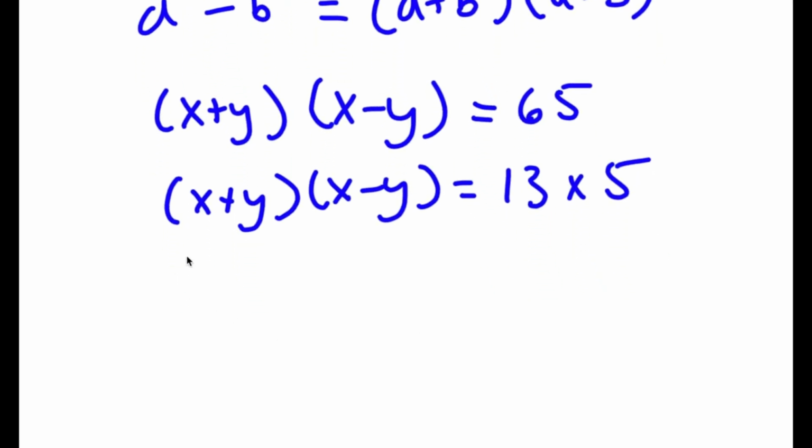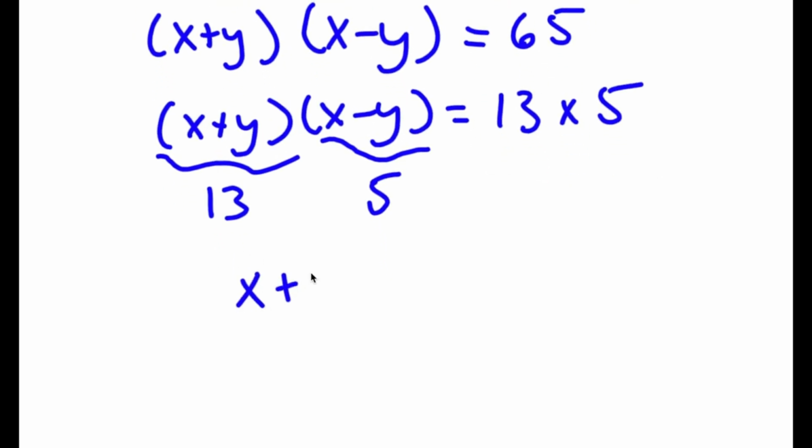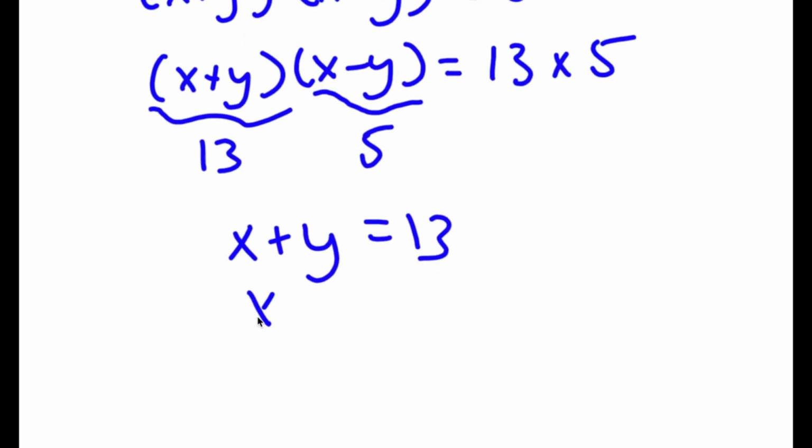So now, because we have x plus y times x minus y is equal to 13 times 5, we can think of x plus y as 13 and x minus y as 5. So this is essentially 13 times 5 is equal to 13 times 5. Meaning we could say that x plus y is equal to 13. And we can also say that x minus y is equal to 5.